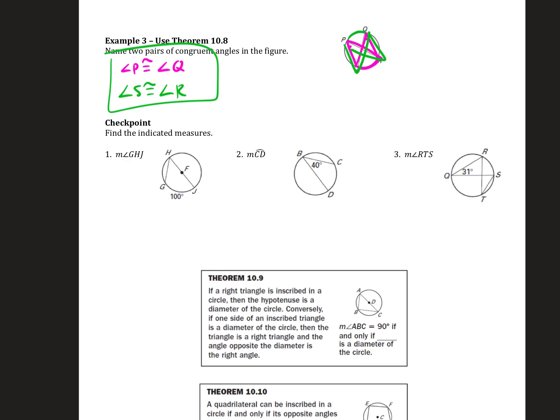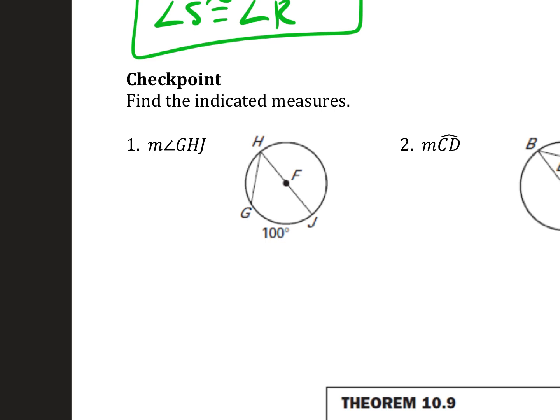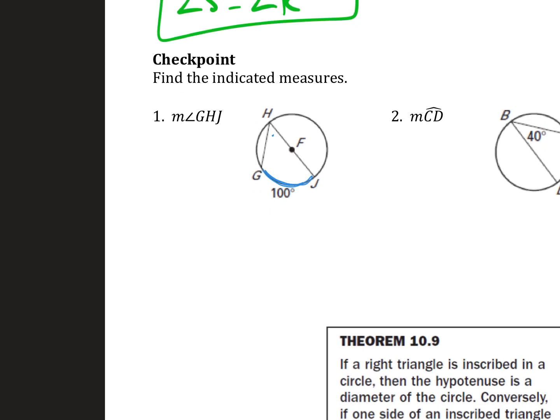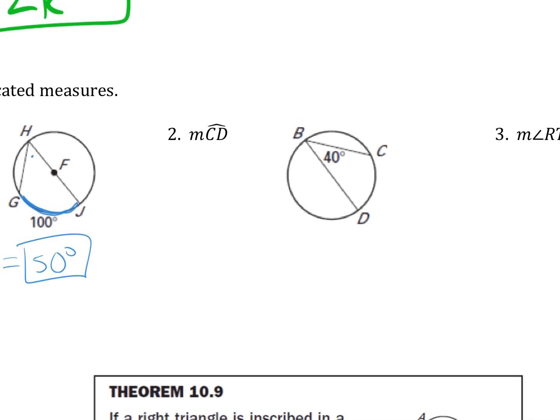All right, sounds good. So we're looking for angle GHJ, which is this angle right here. We know that this arc is 100. Are we looking for the arc or the angle? We're looking for the angle. Is the angle going to be half the arc or double the arc? It's going to be half, right? So we know it's going to be 1/2 of the arc, which is 100, which equals what? 50 degrees.